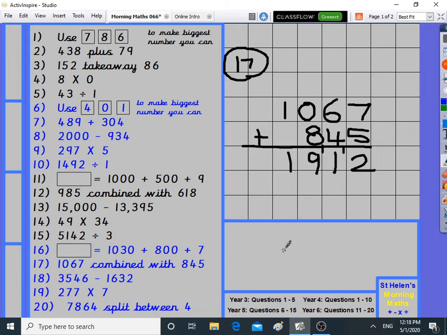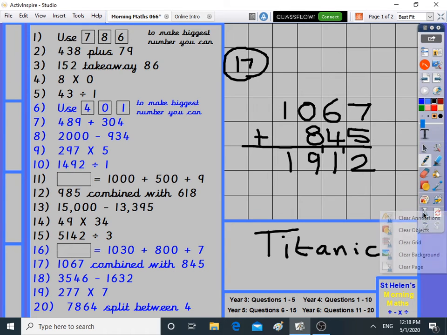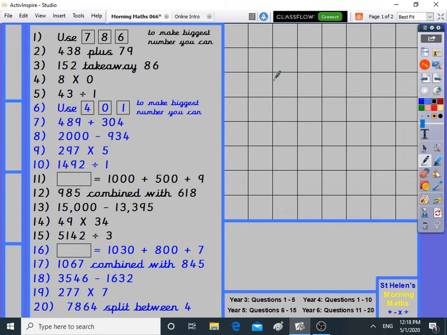1,912. 1912. Famous event that happened in 1912 was the Titanic disaster. Not a very happy event. Titanic sank in 1912. You may know that already. And we go on to number 18.